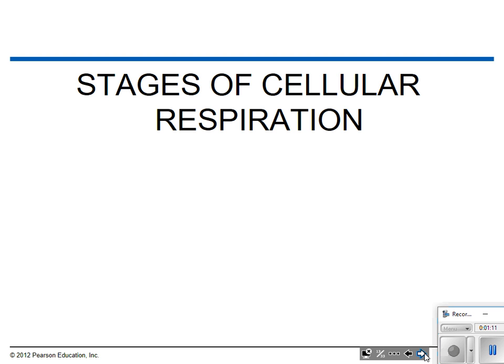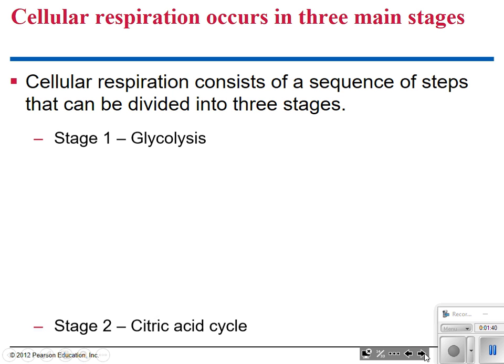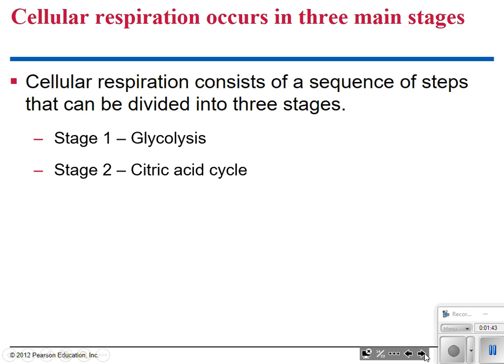The stages of cellular respiration. I just told you that cellular respiration has a sequence of 3 steps, 3 different stages. The very first stage is glycolysis. The second stage is what we call the citric acid cycle.